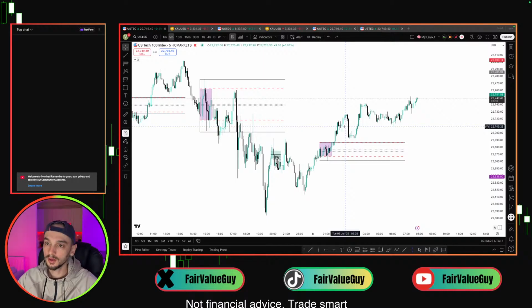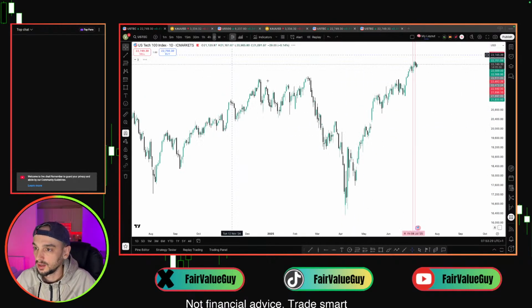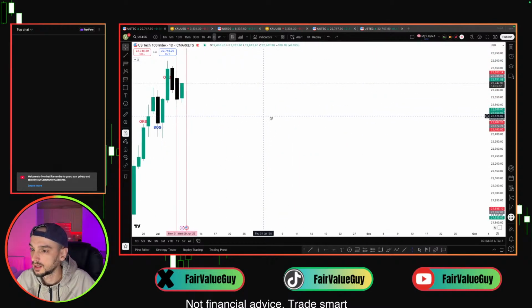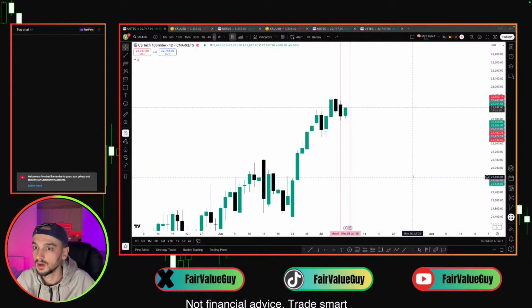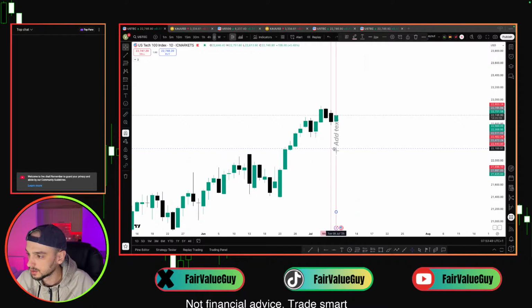Okay, so like always, we start with our key areas. Let's mark them all. I'm gonna need that a little bit further, that one as well. So let's start with the daily candle. Yesterday on Nasdaq, we start with Nasdaq. Yesterday we had a down move and we just recovered today. I think we'll be bullish today. The trend will be bullish.